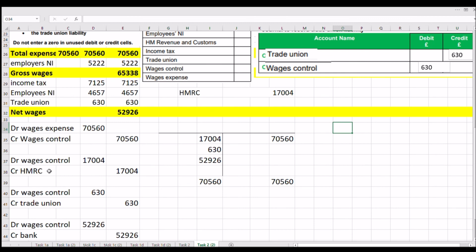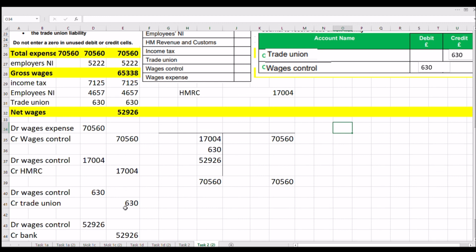Then we create the HMRC journal, the payment for taxes, which is the income tax, employees' national insurance, and employers' national insurance. You can see we're going debit wages control, credit that control account, and here's the trade union one, debit wages control, credit that control account. Then we're going to pay the actual wages, so we're going to debit the wages control and pay off the bank. Now, these could be payments as well, really, so this could be just a payment out to HMRC.